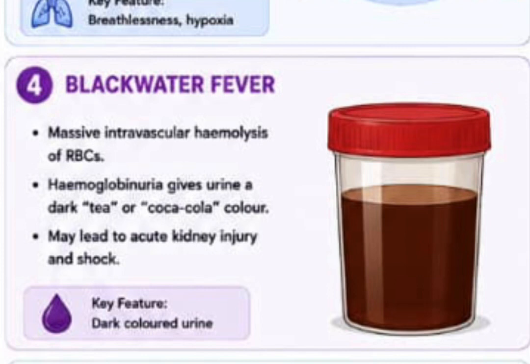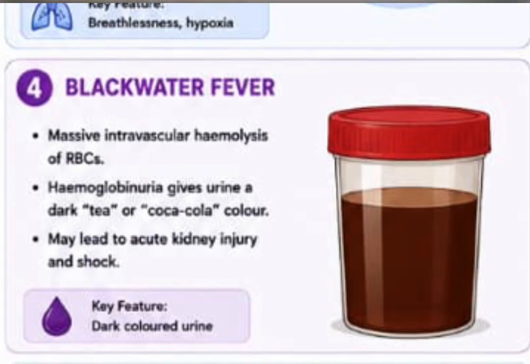So you'll be seeing there'll be hematuria, which means your urine will be very, very red. But in this case now, due to black water fever and due to your body releasing the hemoglobin, there will be what? Hemoglobinuria, which means it will not be light red, it will be very, very dark. So this will lead to acute kidney injury and shock.